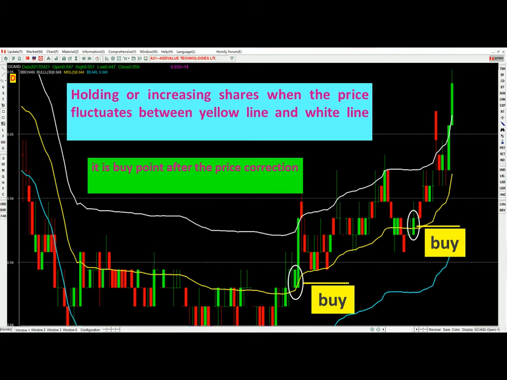Holding and increase shares when the price fluctuates between yellow line and white line. So you can see the yellow line and white line, the price fluctuates between the yellow line and the white line. So we can consider it for a buying point. Okay, so this is the function.